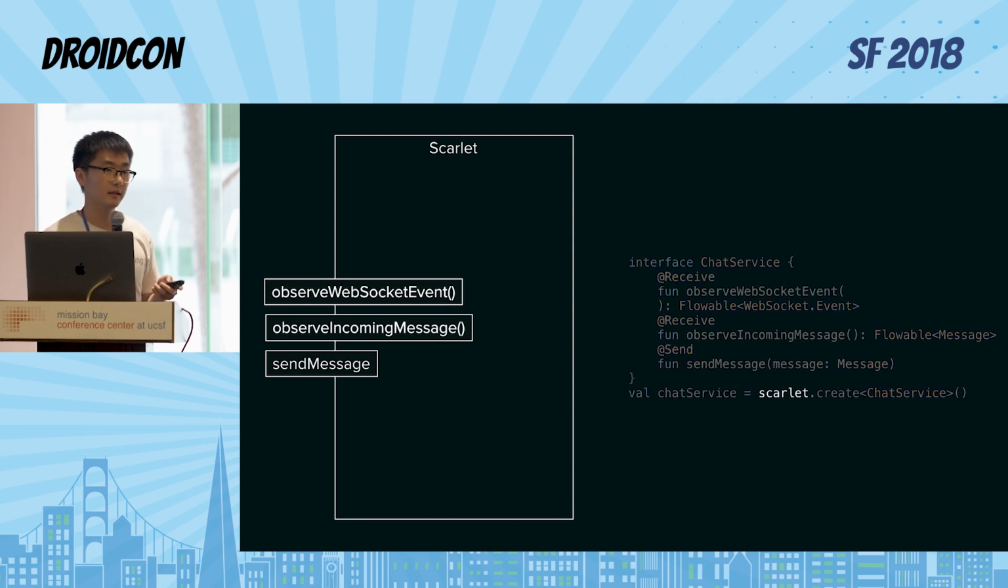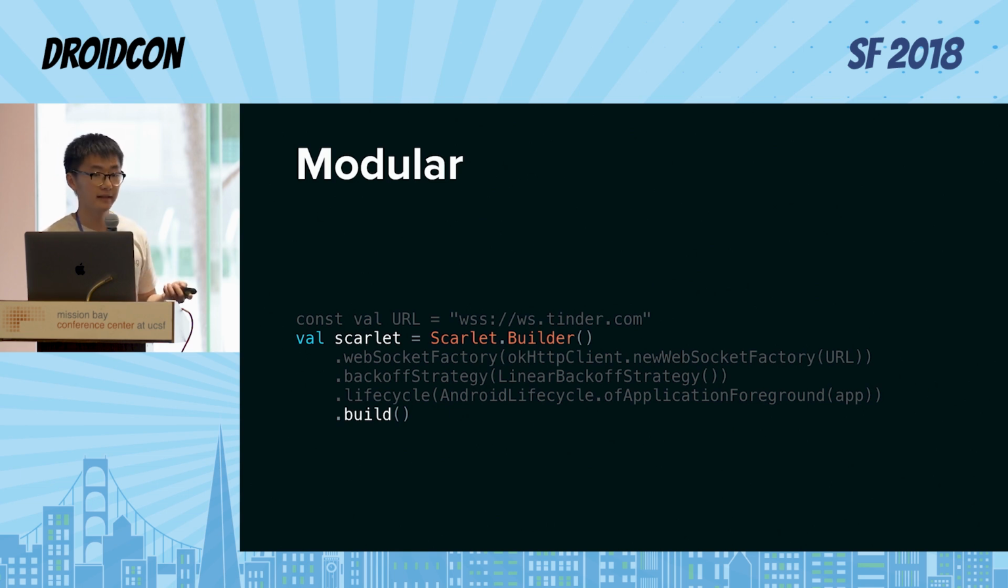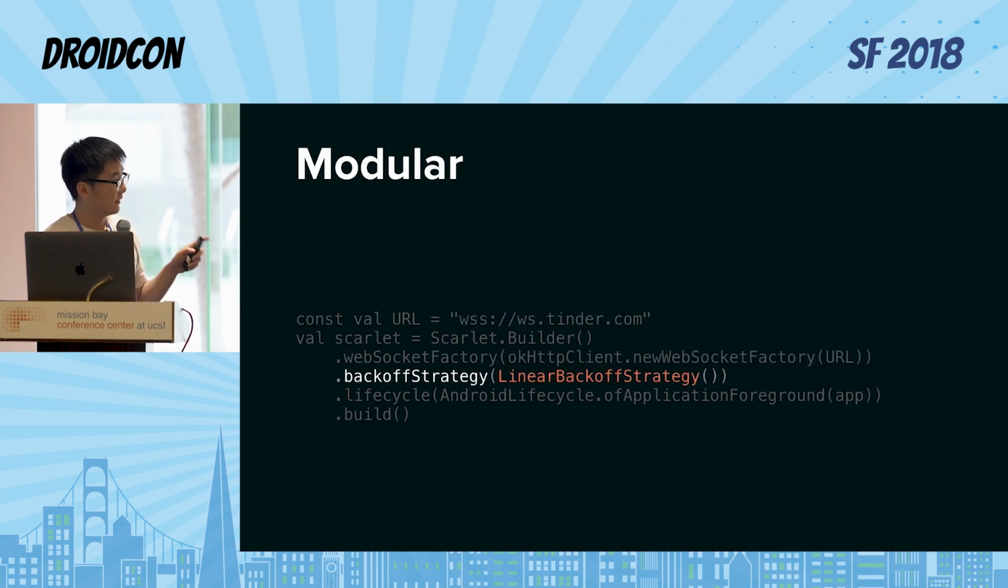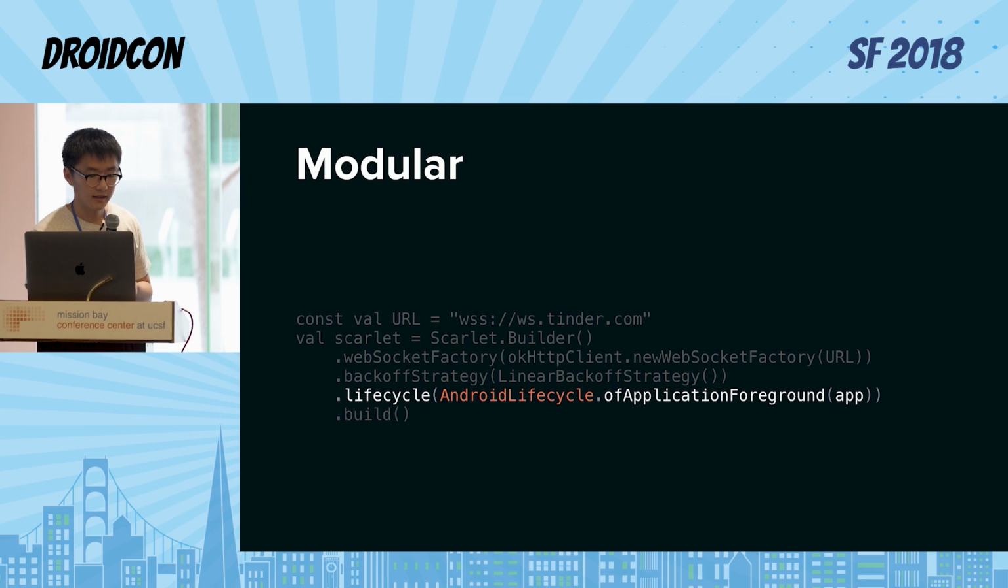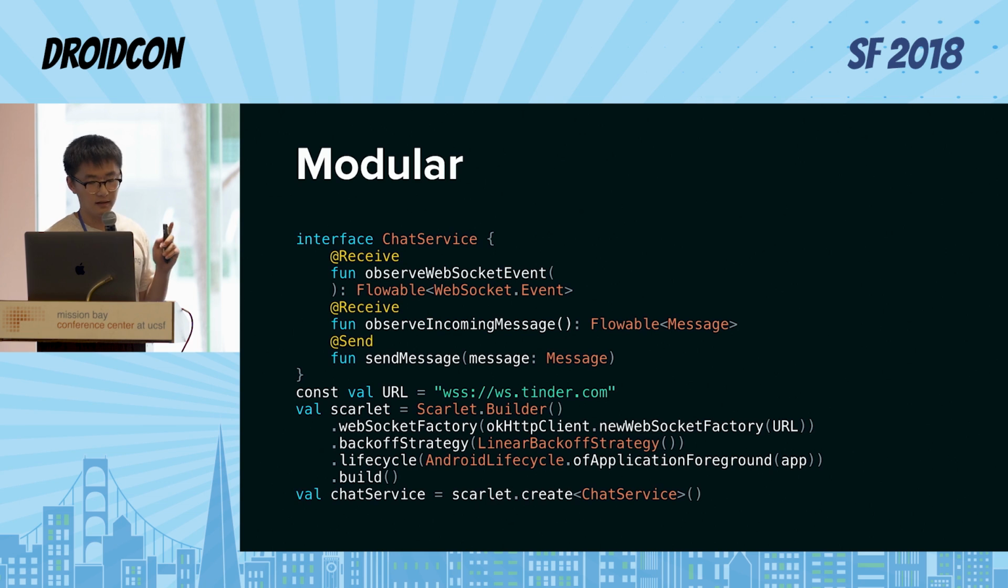So let's see how you will create a Scarlet instance in code. If you're starting from scratch, like we just did, here's the recommended configuration. First, create a Scarlet builder and add a WebSocket plugin that is based on OkHttp. Then you can choose the backoff strategy you prefer. I believe we have a default one. And then you can use a lifecycle to scope the WebSocket connection. You can use our built-in Android lifecycle plugin, which only opens the connection when the app is in foreground. And here we go. Here's how you create the WebSocket instance for the chat view.